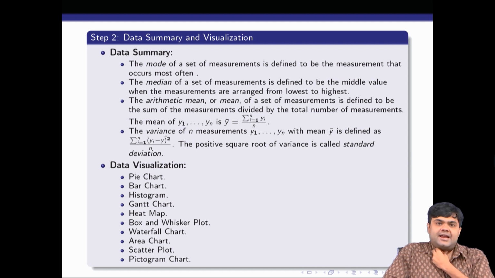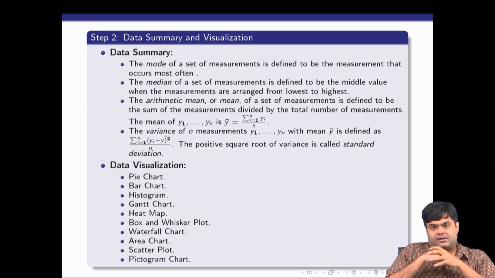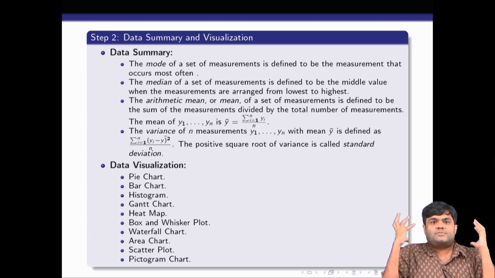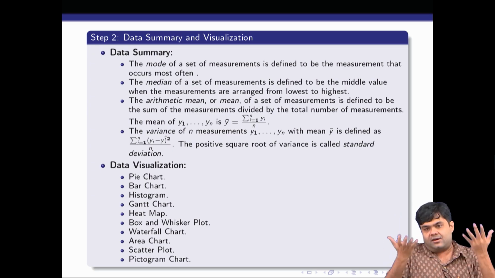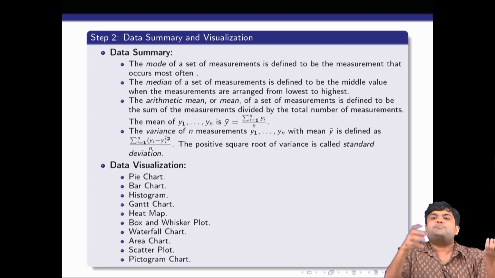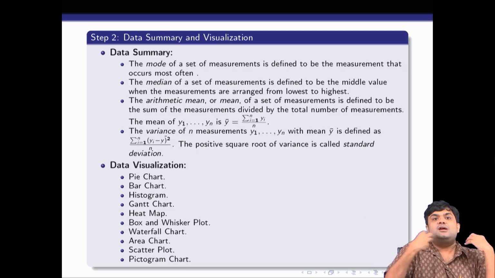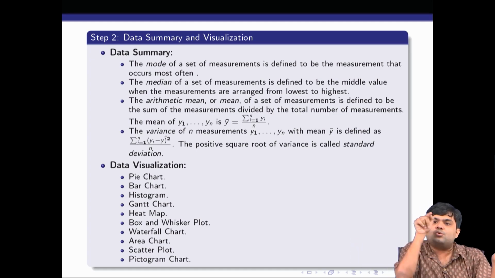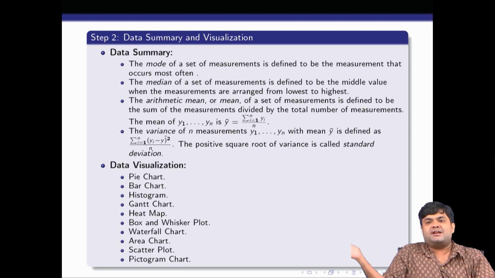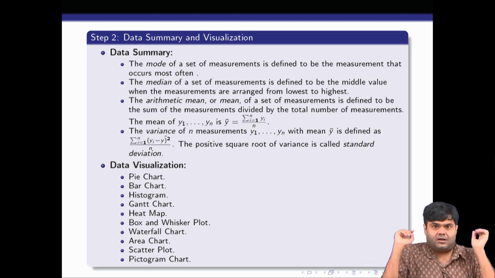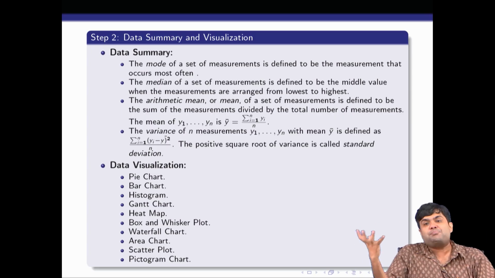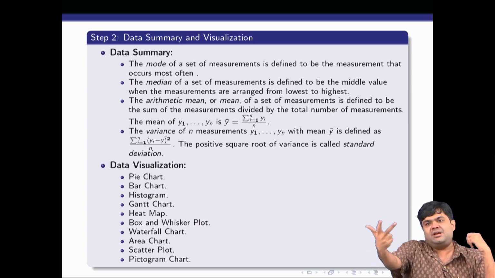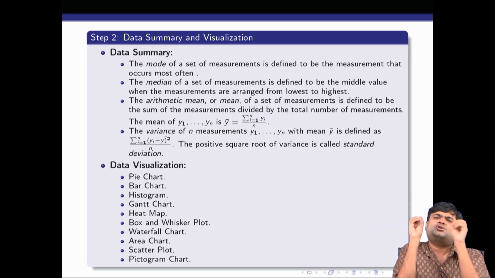So once data is collected, you do data summary and visualization. As I was saying, this is basically the exploratory data analysis step. Once you have taken a bunch of measurements, you look for the mode, which is the measurement coming most often. You look for the middle point, which is called the median. You look for the mean, or arithmetic average, of all the outcomes. Then you look for the spread. All these things, mode, median, mean, are called central values.